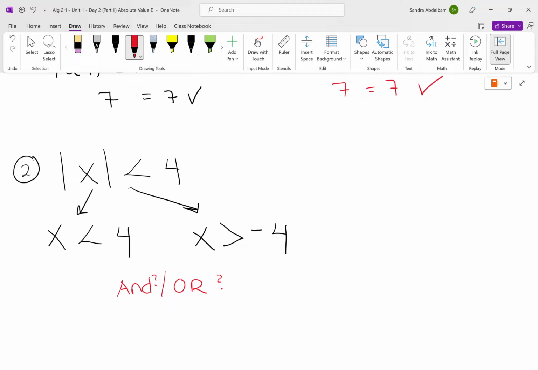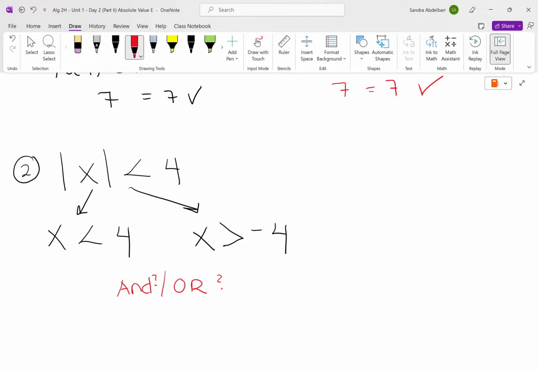But now I have 2 inequalities. Is it an and or is it an or? Let's see. Let's say it was an or. When it's an or, it fits this one or it fits that one, right? As long as it's in one of these, it will cover it all.